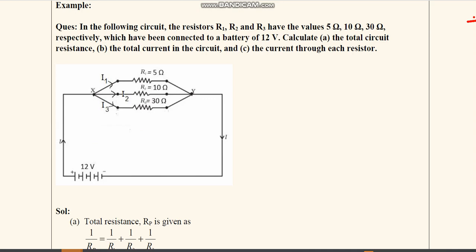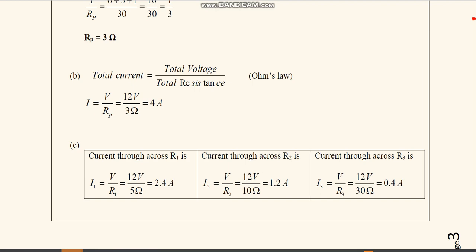Now in third part, we need to find the values of these I1, I2 and I3. To do so, we apply Ohm's law to each individual resistance, that is R1, R2 and R3. On applying Ohm's law across R1, you get I1 is equal to V upon R1. V is 12, that is common for all the three. The value of R1 is 5 ohm. Dividing, you will get 2.4 ampere.